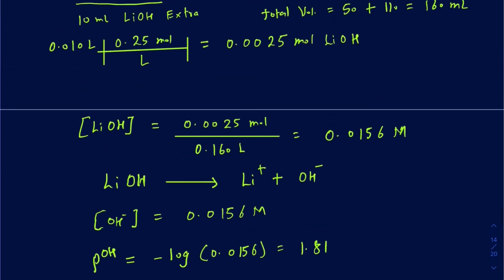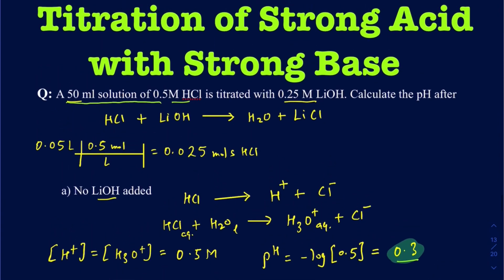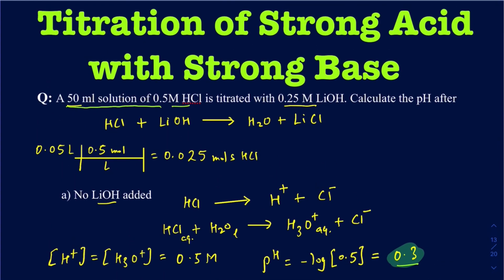So this is how you're going to be titrating a strong acid with a strong base, and mostly you're going to be looking at, be able to figure out how much you have neutralized, how much you have left over, convert it back to the concentration, and then kind of go from there in terms of finding the pH.